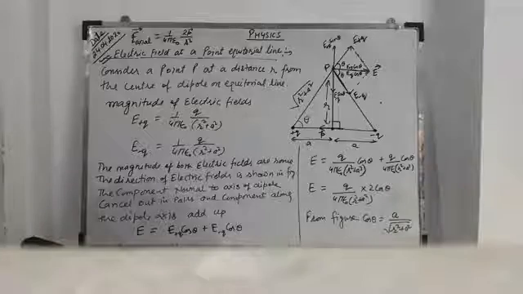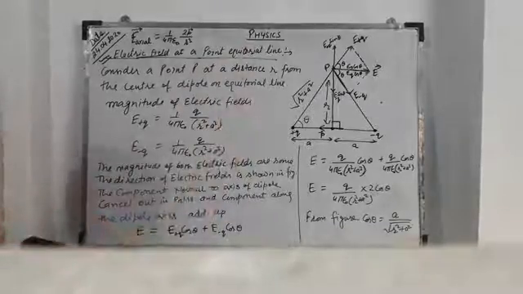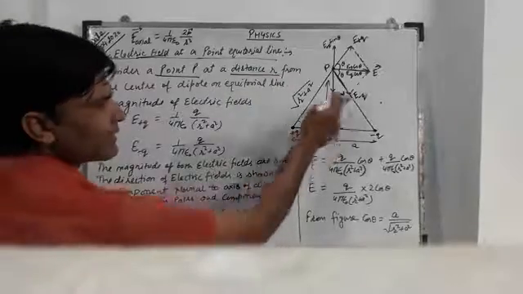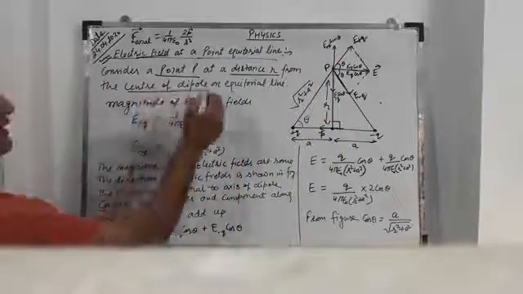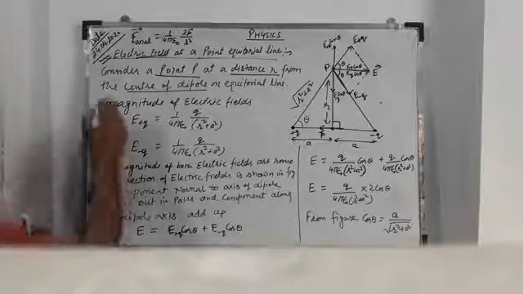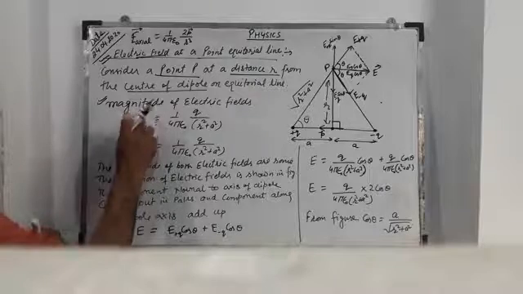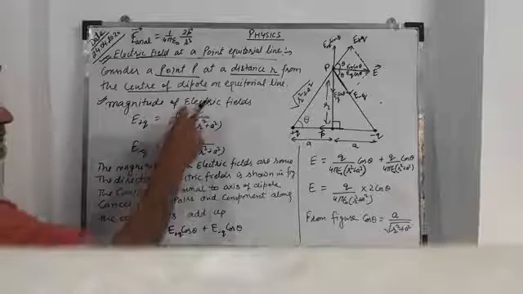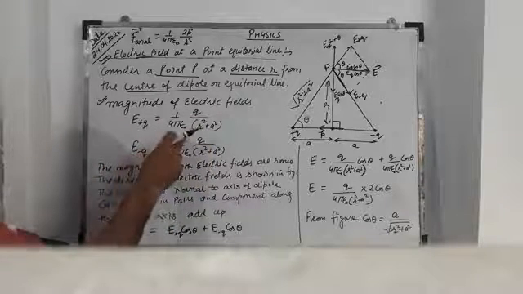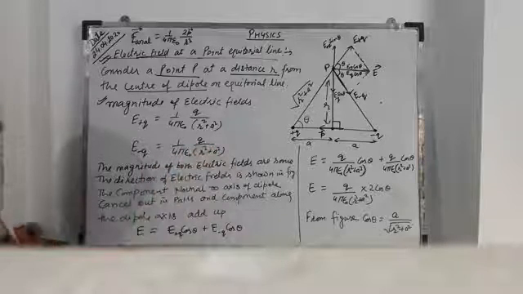Now, to calculate the electric field at a point on the equatorial line, consider a point P at a distance r from the center of the dipole on the equatorial line. The magnitude of the electric field due to the plus q charge is 1 upon 4 pi epsilon naught q upon r square plus a square. The minus q charge is also the same: 1 upon 4 pi epsilon naught q upon r square plus a square.